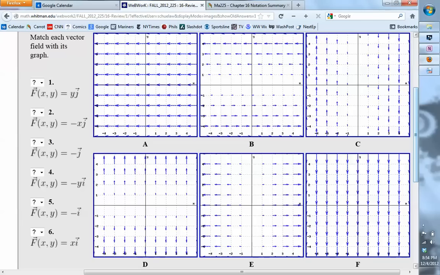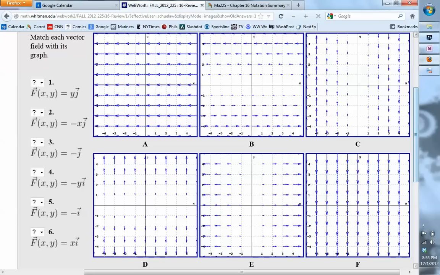Well, yj, when y is positive, it's pointing in the positive y direction, and when y is negative, it's pointing in the negative y direction. Which of the 3 remaining do that? Just D. Right, so when y is positive, you're above the x-axis, it's pointing in the positive j direction, and when you're below, it's pointing in the negative j direction. We can keep going here.